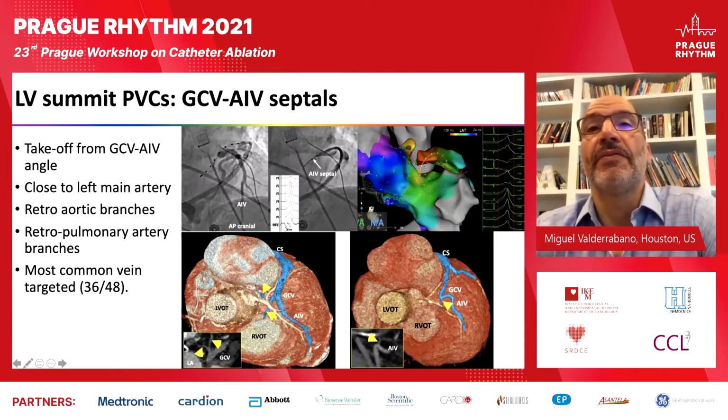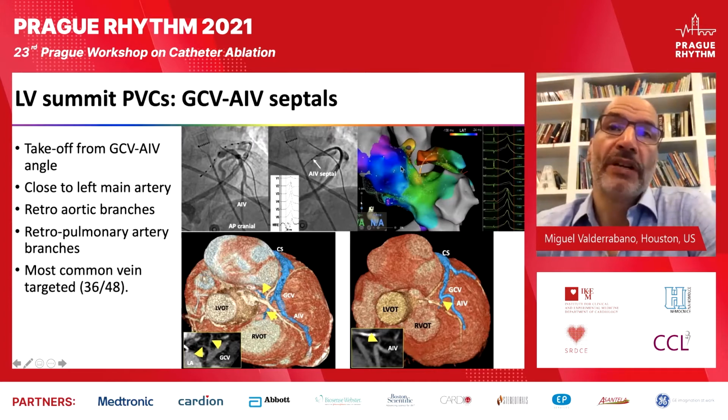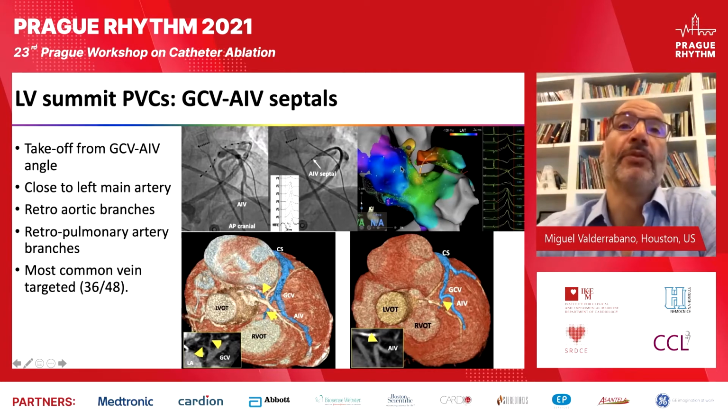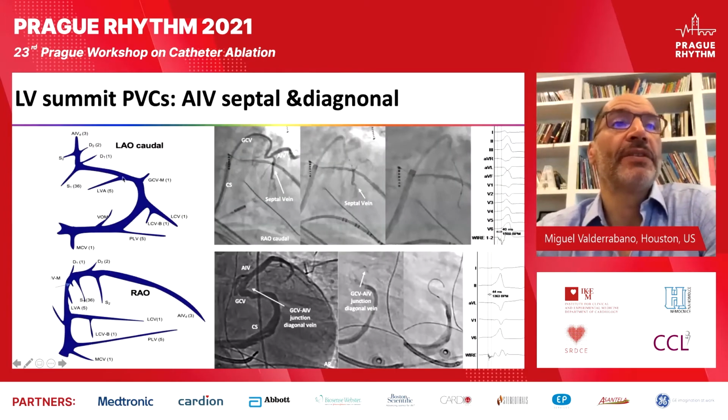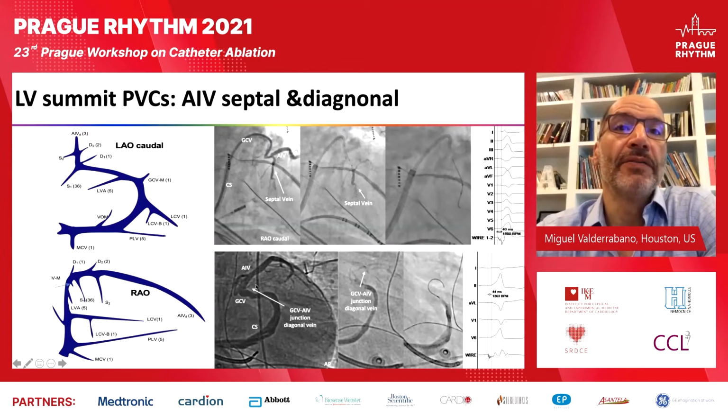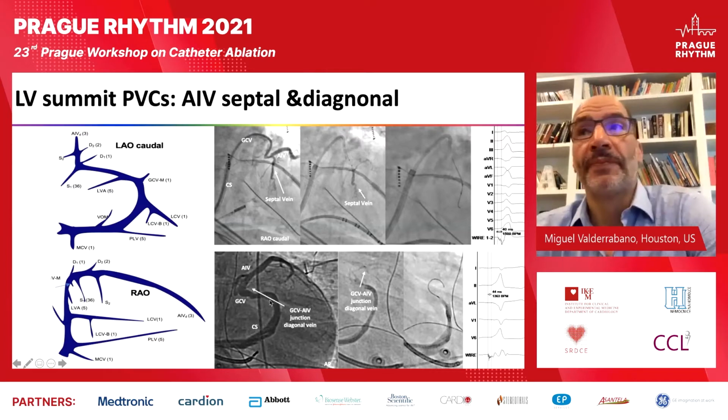If you can see in 3D mapping, when you put an octopolar catheter in this vein, you'll see how it is right at the LV summit below the veins, the AIV here, and between the LV outflow tract and aorta, and here is the left main coronary artery. So it really is a nice vein to target the inaccessible LV summit. Other veins that we targeted included septal veins, more distal into the AIV, like this one, and diagonal veins in cases of very angulated coronary sinus.